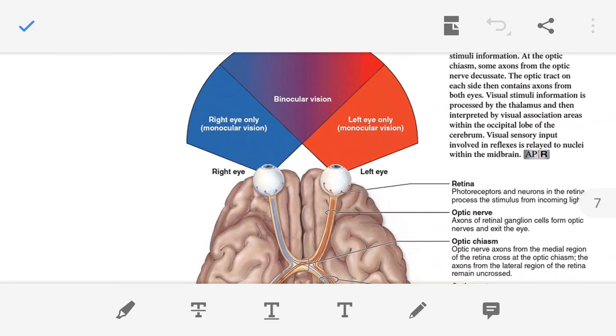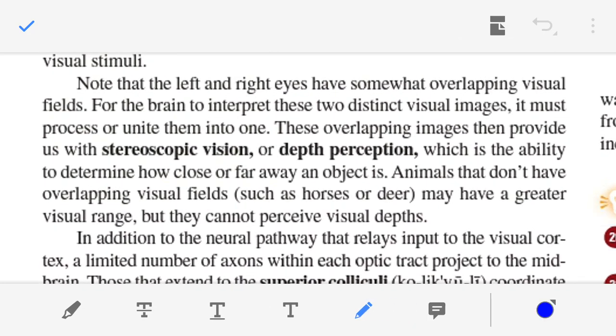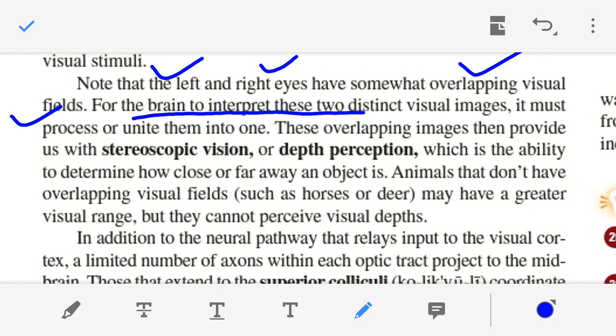Okay, now binocular vision. Here, see, our left and right eyes have somewhat overlapping visual fields. With our left eye we are looking at one thing, and with the right eye we are looking at something else. But what happens is our brain interprets and processes these two distinct visual images, and the brain unites them into one. So even though our right and left eyes are looking at two different things, our brain merges these two different images into one.